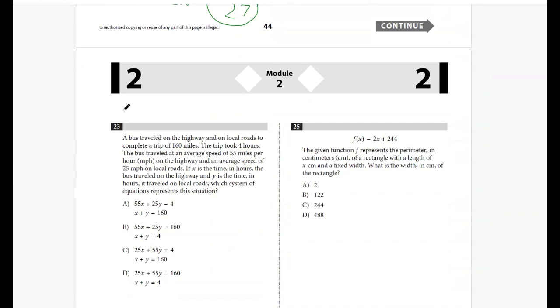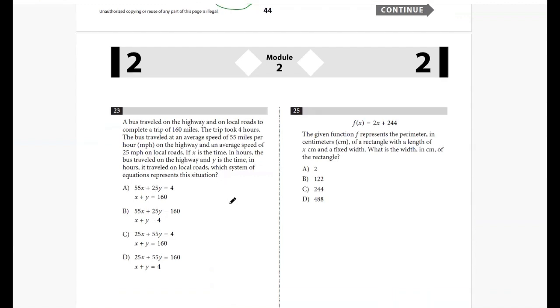A bus travels on a highway and on local roads to complete a trip of 160 miles. The trip took 4 hours. The bus traveled at an average speed of 55 miles per hour on the highway and an average speed of 25 miles per hour on the local roads. If x is the time in hours the bus traveled on the highway and y is the time in hours it traveled on local roads, which system of equations should represent this?